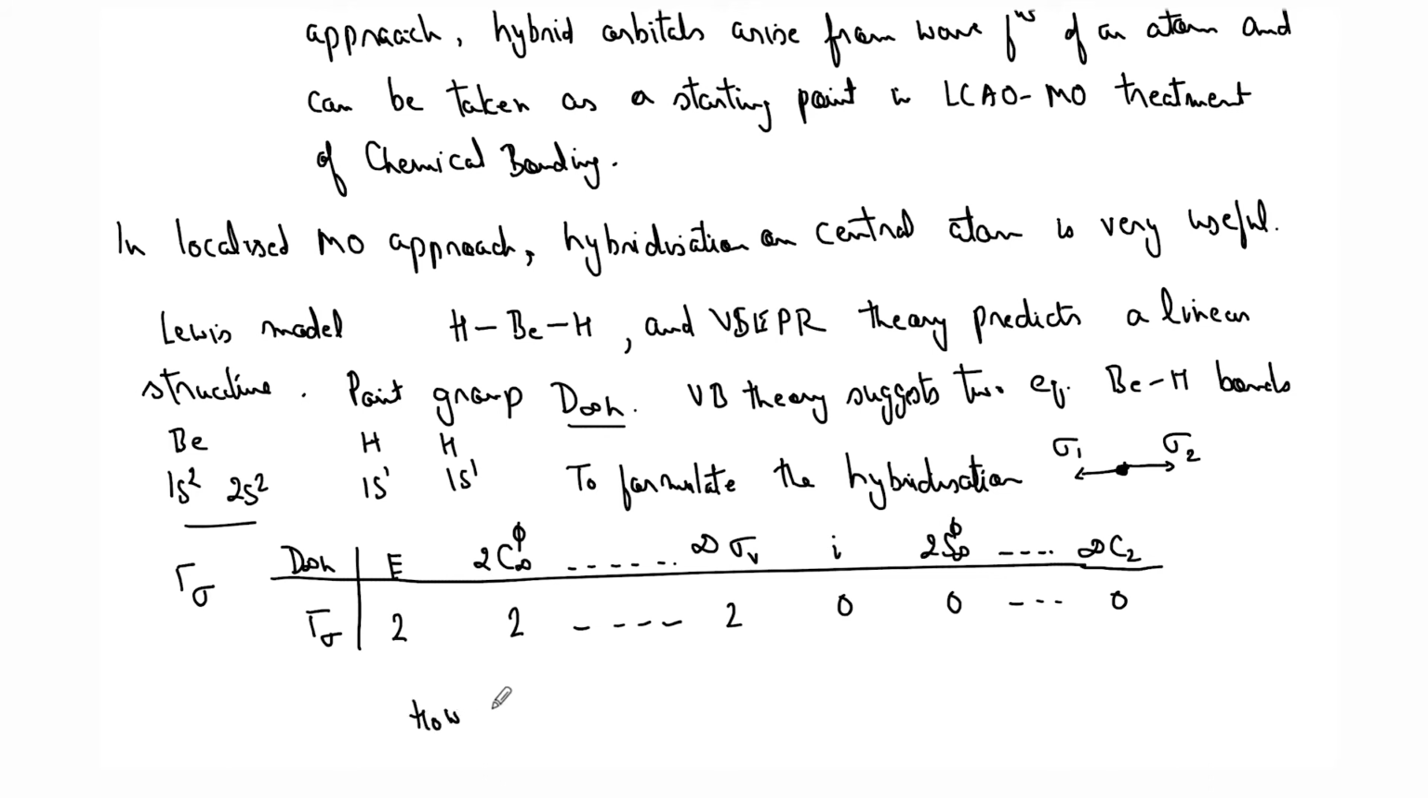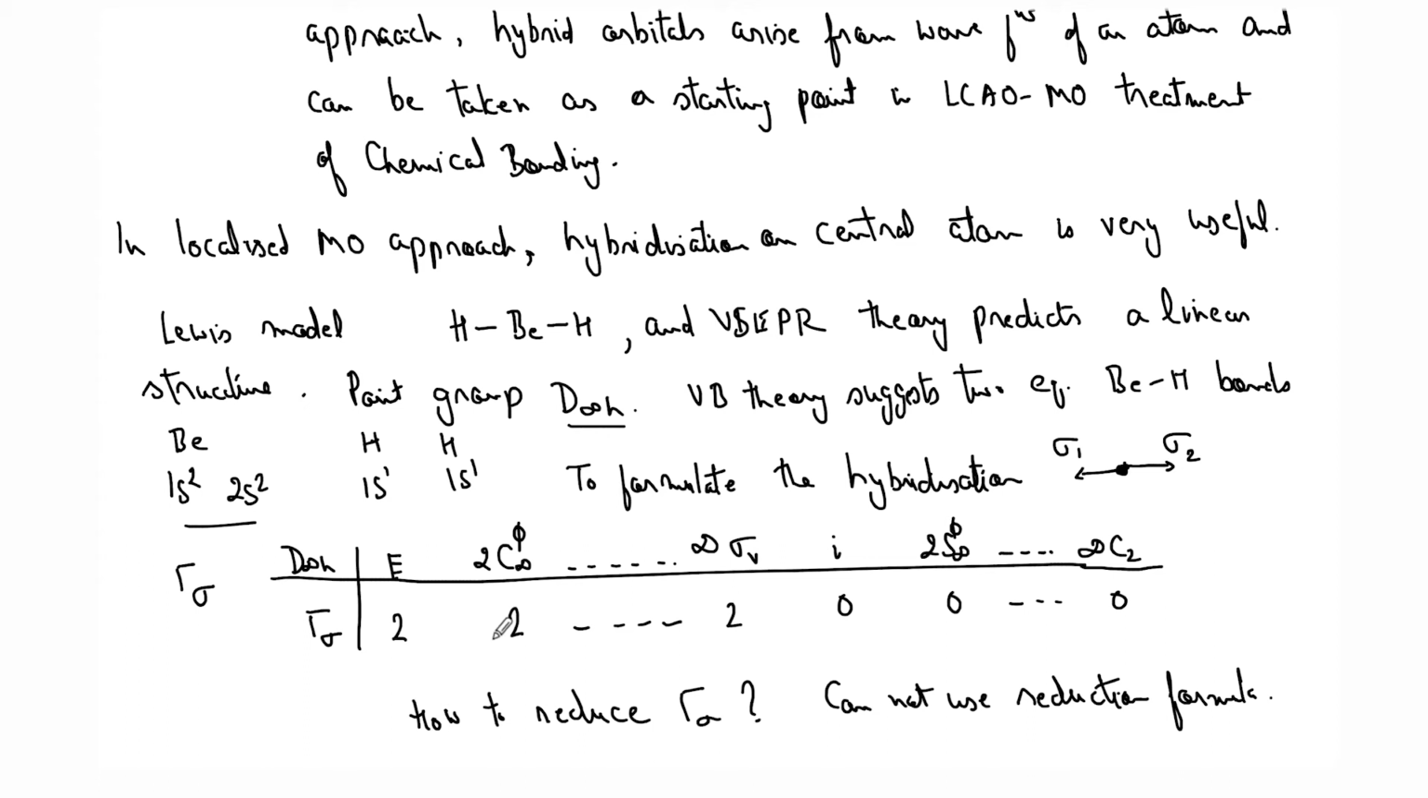How to reduce tau sigma? Now you cannot use the reduction formula. Why can you not use it? Remember that in the reduction formula we have to actually see the calculations for all symmetry operations. We cannot list all symmetry operations, so it will not be possible to use it.